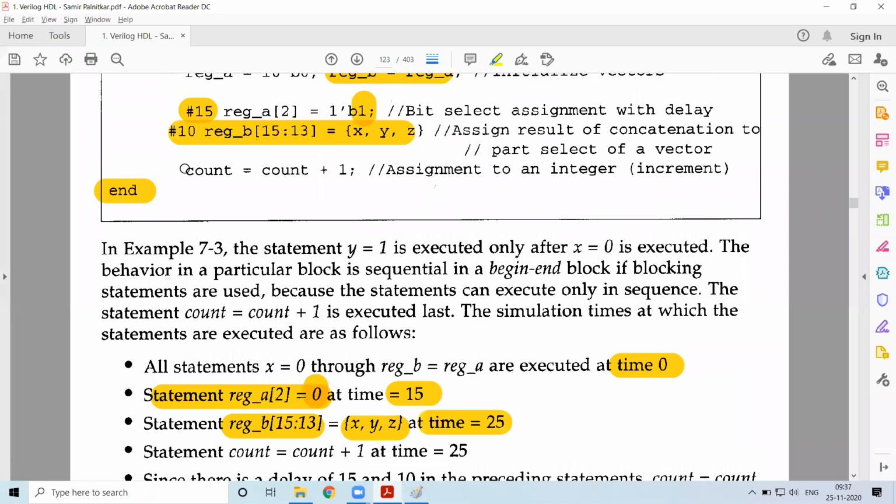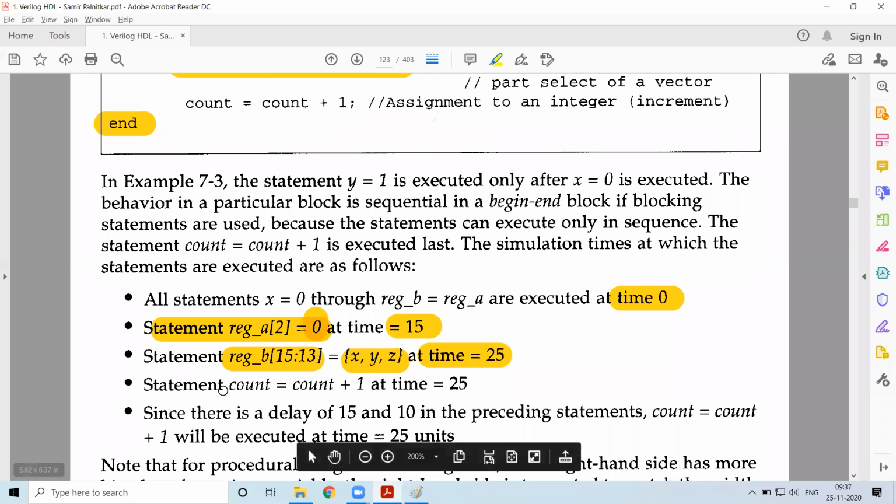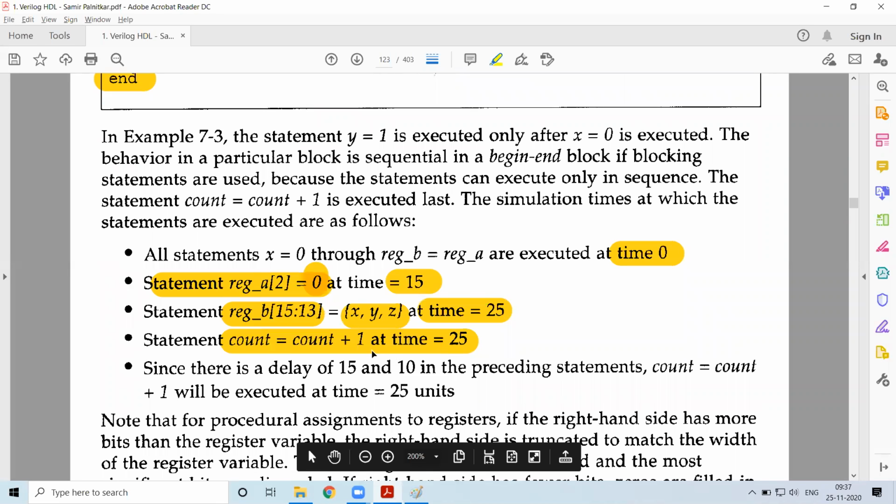Now here, I don't have any delay specification, but it is sequential with this one. So after this is executed, this starts off. After it is assigned, immediately at time unit 25, this statement gets executed and the count gets updated. So this is how the timing goes around.